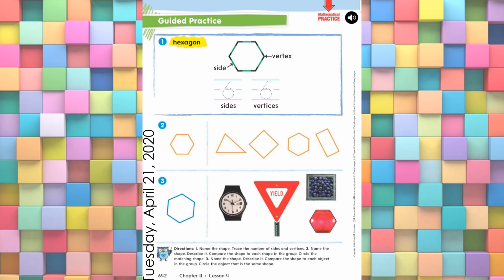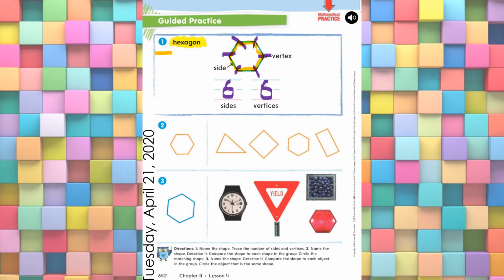All right, so looking at number one right here, we're going to count the sides on the hexagon. 1, 2, 3, 4, 5, 6. And how many vertices does a hexagon have? 1, 2, 3, 4, 5, 6. So we're going to trace our number 6 here. And 6 sides and 6 vertices.